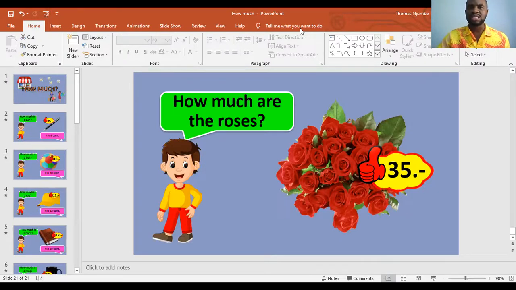We have to know the difference between how much and how many. When we talk how much, we talk of money. When we say how many, we talk of numbers. 1, 2, 3, 4. How many pens? 1 pen. How much? 20 baht. How many telephones? 1 telephone. How much? 100 baht for the telephone, okay. How many books? 1 book. How much? 10 baht for the book, okay.